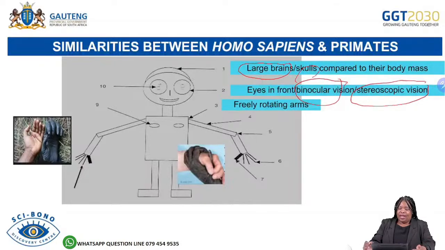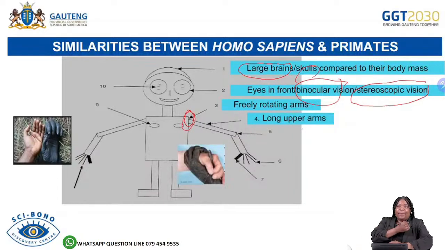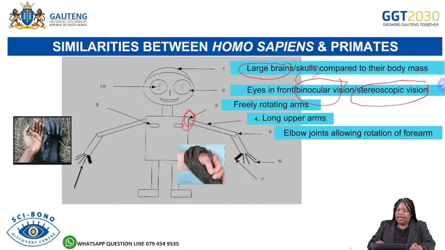Look at number 3. We've got freely rotating arms. You can rotate your arms. All your arms can rotate because of what? You've got those joints there, right? And then look at number 4. Number 4, we've got long upper arms. Now, all primates, the humans and other primates, we've got what? Long upper arms, right? Next, number 5, we've got the elbow joints here.